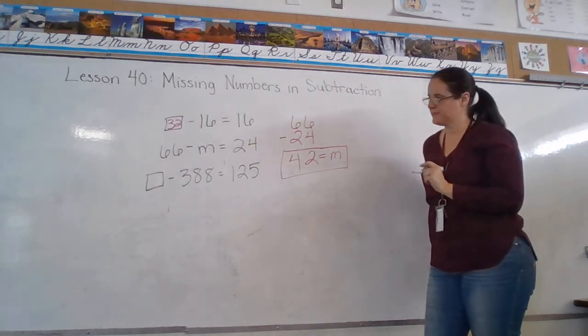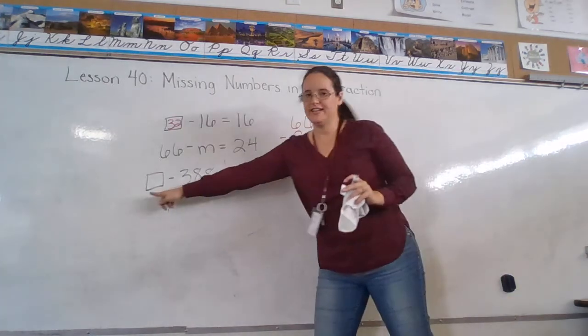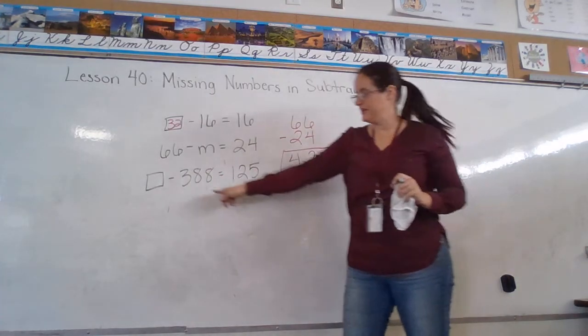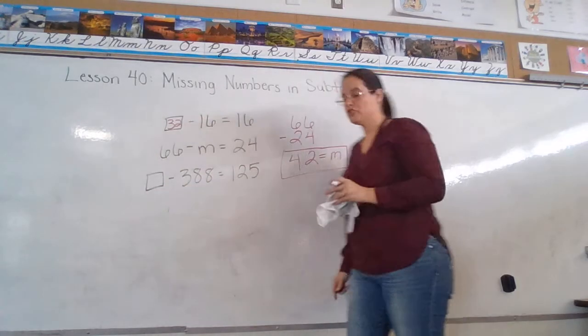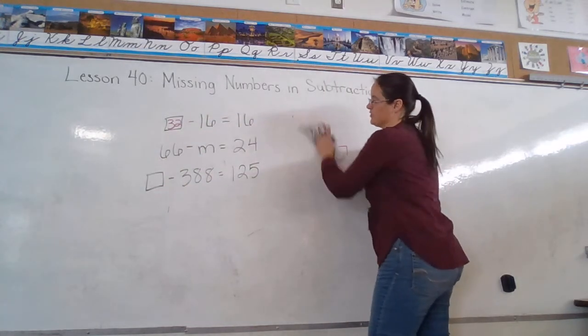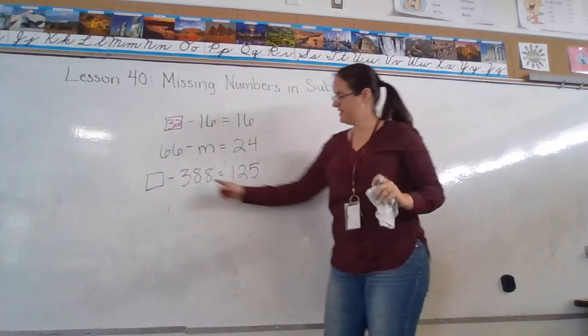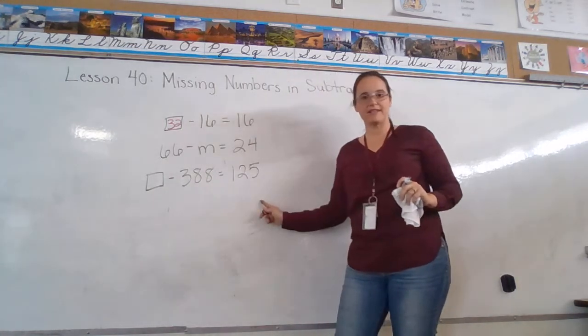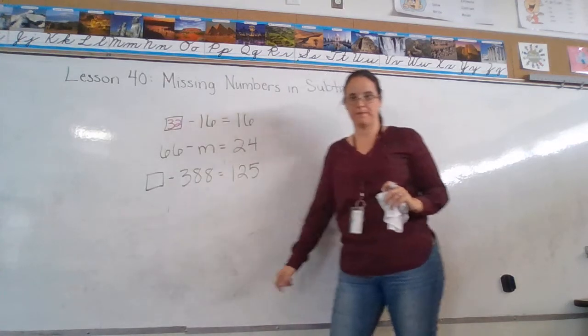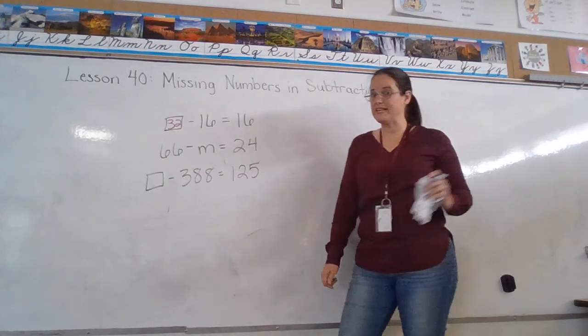for an answer. And then finally, what's my biggest number here? It's a subtraction problem. So the box should be my biggest number. So am I going to add these two numbers to get a big number, or am I going to subtract them to get a bigger number? We want a bigger number, we need to add.